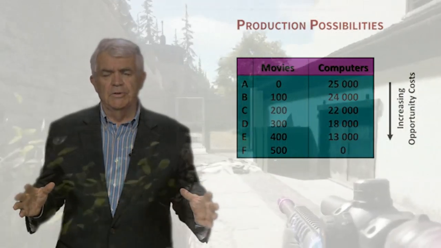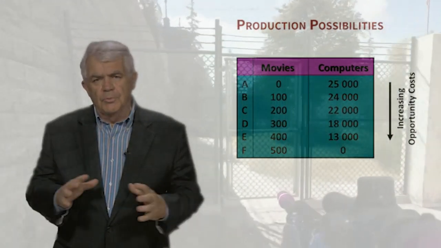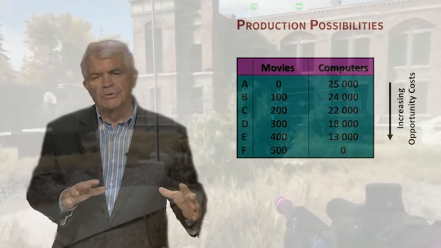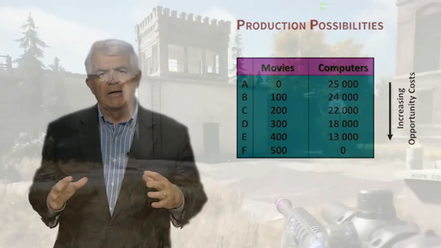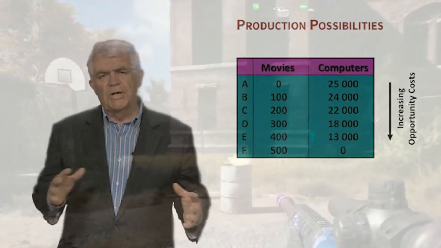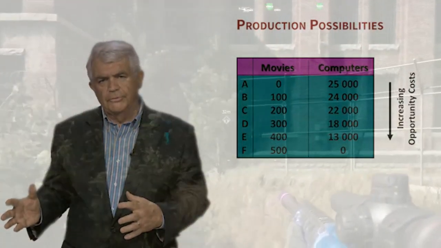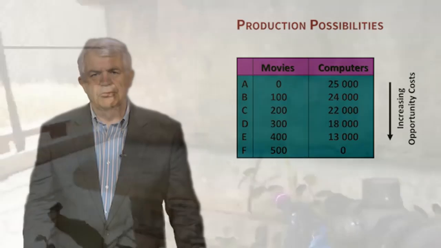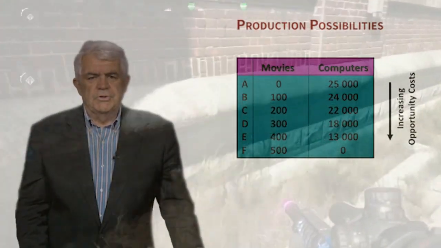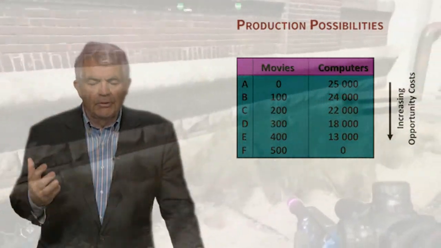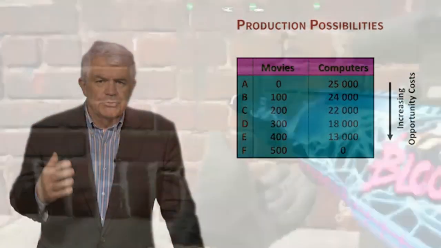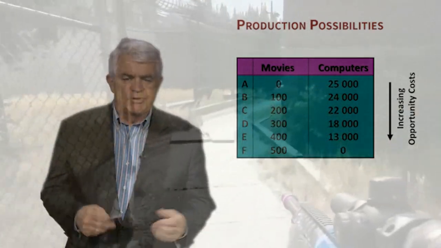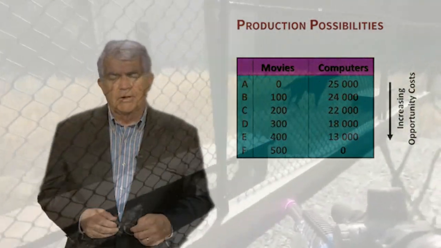So you want to imagine the economy pretty close to normal times, full employment if you like, where resources are available to use in different sectors, and then think about what happens as sectors get more or fewer resources from time to time. And this numerical illustration tries to show that. So there are several options. You can produce no movies, in which case you get 25,000 computers. All the resources in the economy are going into producing computers. Or you can make a few more movies, say 100 for example, and in that case you get fewer computers.